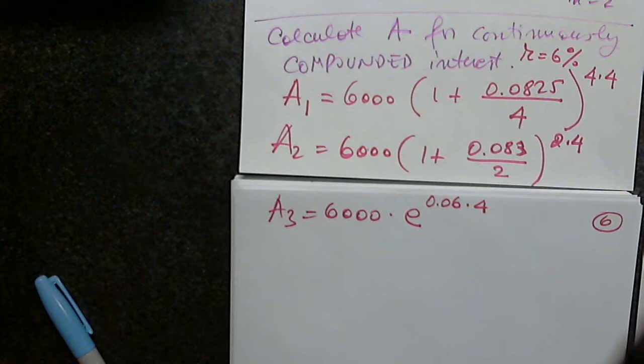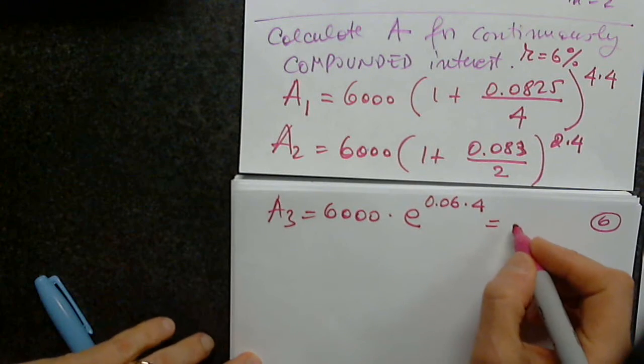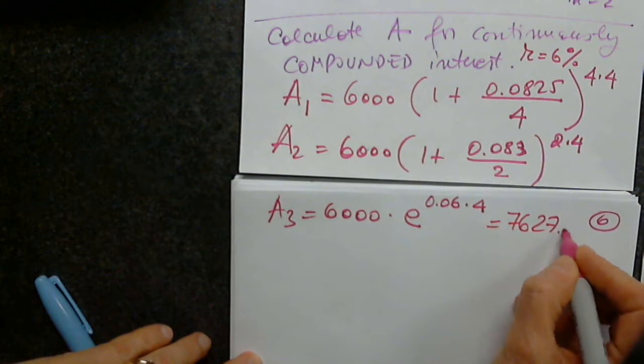So 6,000, and then multiply by e, and in parentheses, 0.06, multiply by 4, close the parenthesis, and press enter. So we cannot compare the third answer with the top ones because we used a totally different interest rate, so there is no comparison. So here I'm just going to write 7627.49.